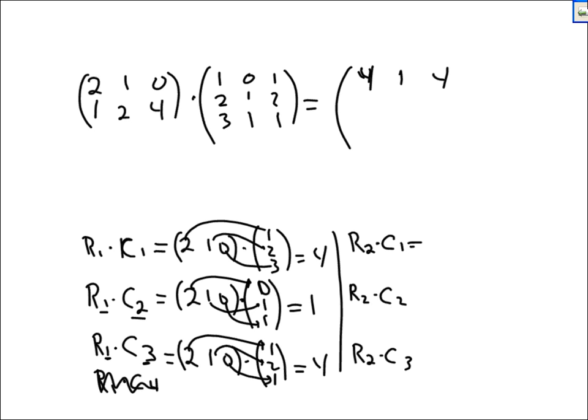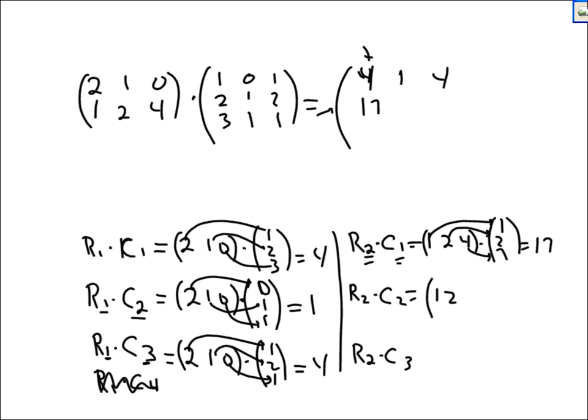Okay. Row 2 is 1, 2, 4. And I dot it with column 1. And here I'm going to get 15, I think. 1 plus 4 is 5. So I'm wrong, 5. 5 plus 12 is 17. Row 2, column 1. That's right there.